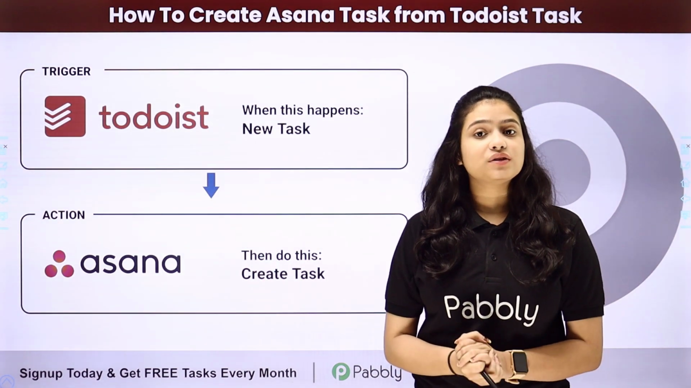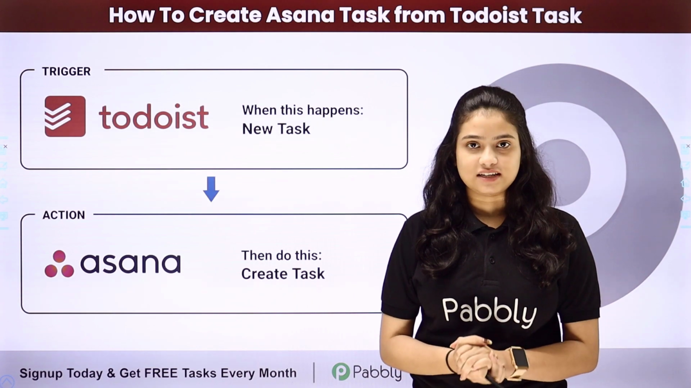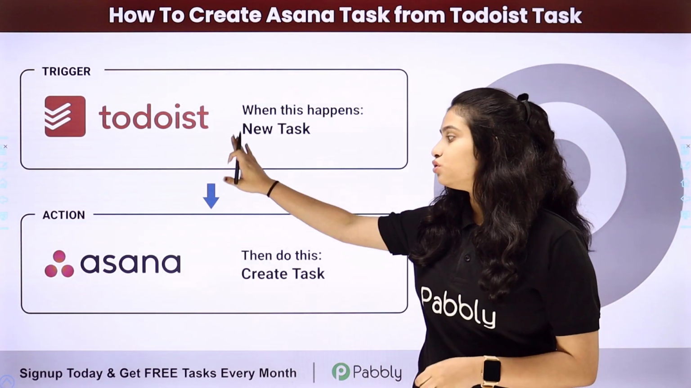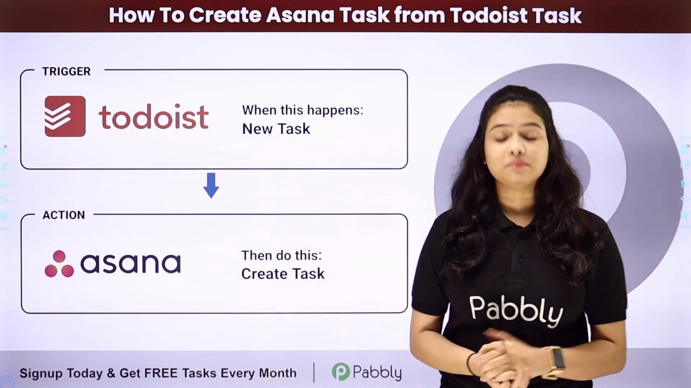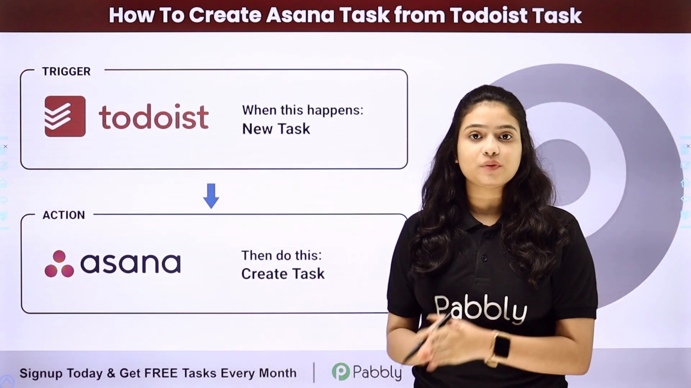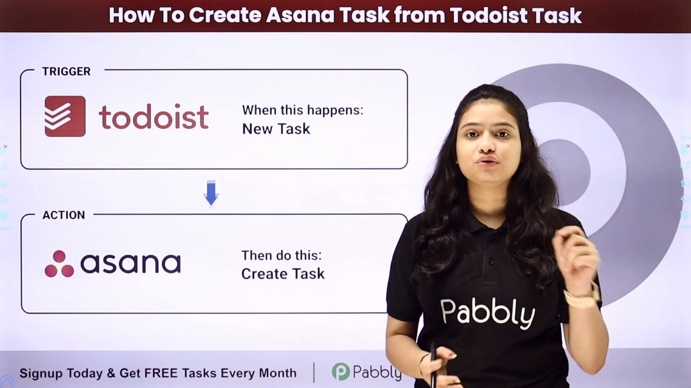So how are we going to do this process automatically and effortlessly? For that we will have to integrate Todoist with Asana, and because they do not have any kind of native integration between them, therefore we are going to use an automation and integration software, Pabbly Connect, to do the same.